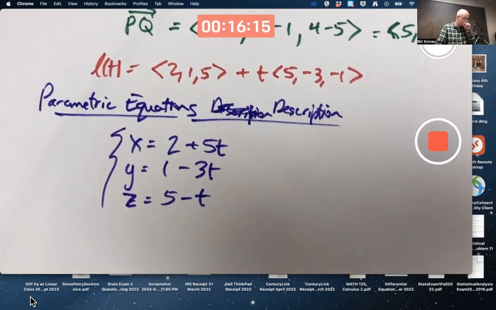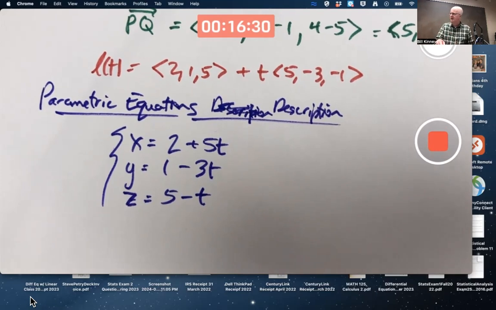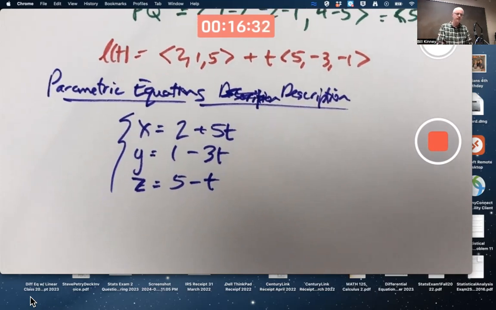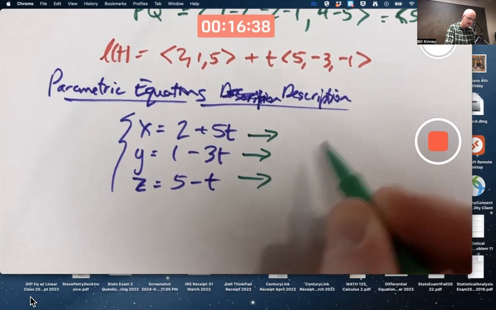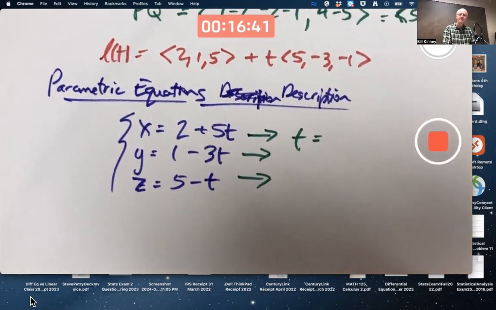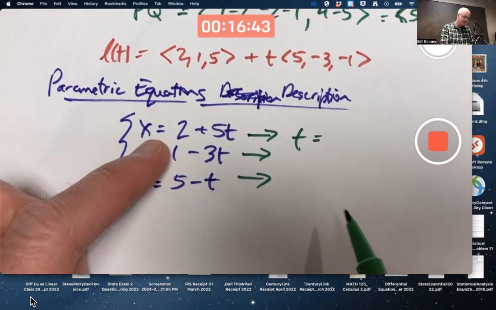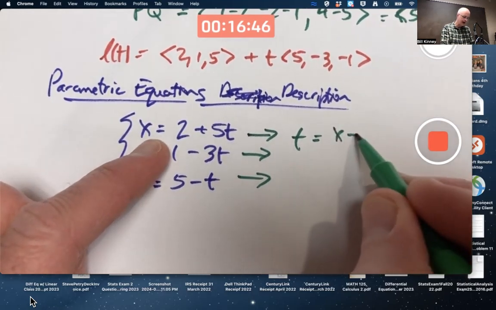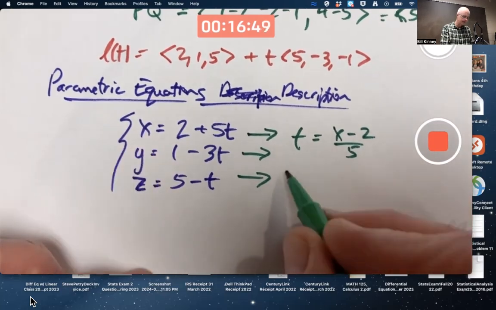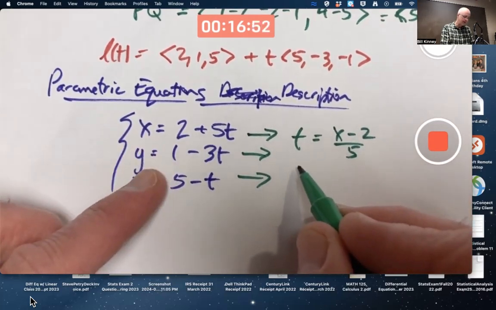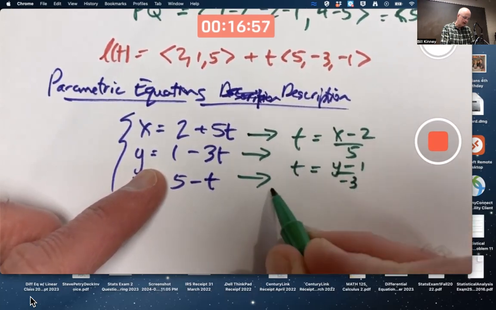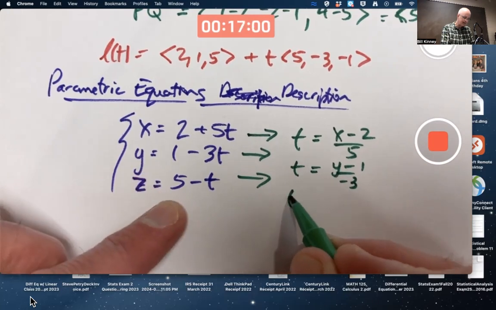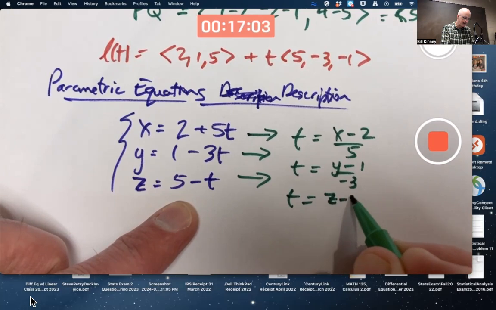You're also asked for the symmetric equations description. This is a little bit odd. We're going to try to understand all this with Mathematica. What you want to do is solve each one of these equations for t. In the first equation, subtract 2 from both sides before dividing both sides by 5. In the second equation, subtract 1 from both sides before dividing both sides by -3. And in the third one, subtract 5 from both sides before dividing both sides by -1.